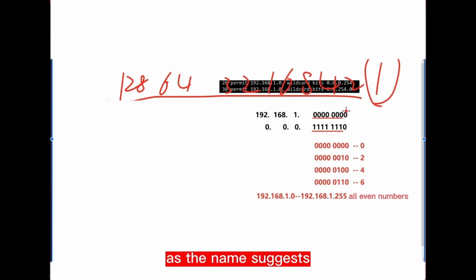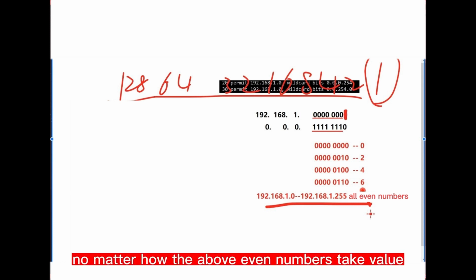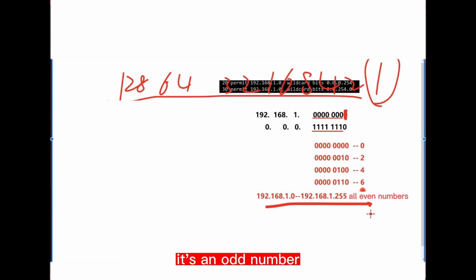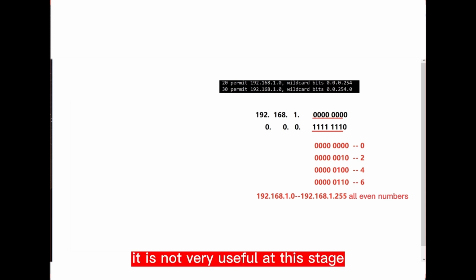As the name suggests, if I change the last bit to 1 here, then you will match all the odd numbers. Because this bit will always take the value 1, no matter how the above bits take values, you just add an odd number at the end. It's an odd number. In fact, it is not very useful at this stage.